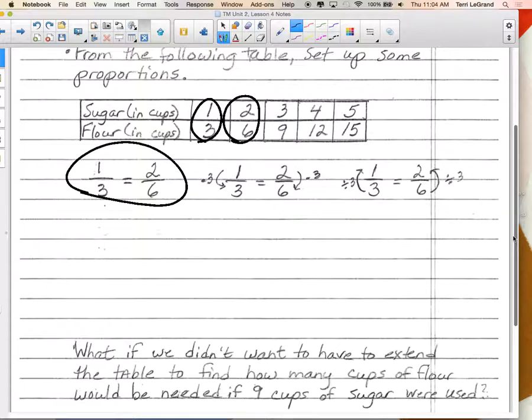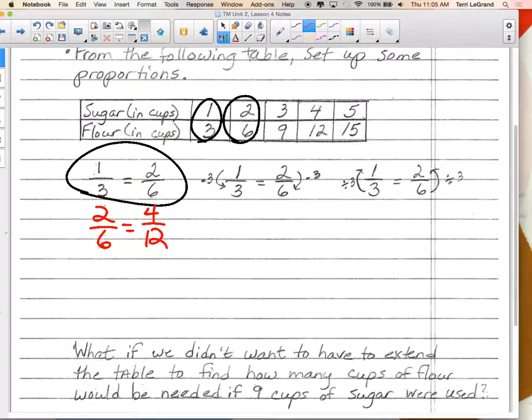Okay, give me another proportion you think we could set up from this table showing us sugar in cups and flour in cups. Give me another proportion. One ratio equivalent to another. Kagan? 2/6 and 4/12. So 2/6 equals 4/12.